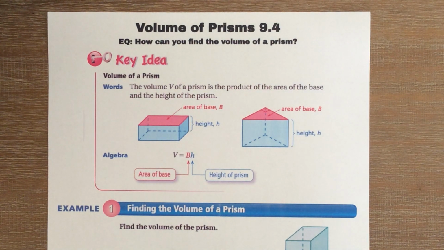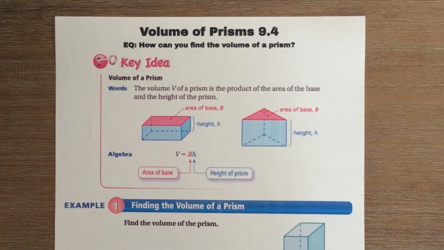Hey everyone, today we're going to start talking about volume, and we're going to start off with prisms, chapter 9, section 4, finding the volume of a prism. The important thing to remember now is our unit of measurement changed. We are now in three-dimensional measurement, so we're not talking about area, we're talking about cubic things.